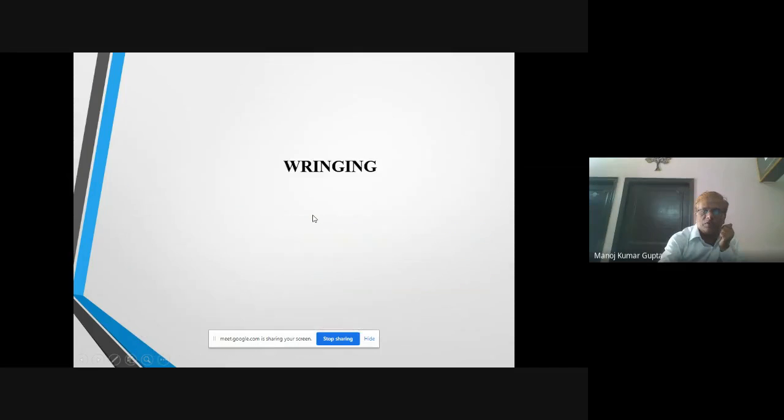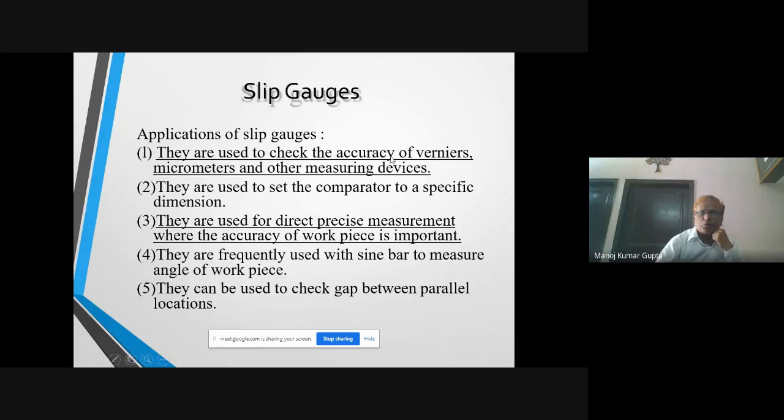These are the slip gauges, and they are used to check the accuracy of verniers, micrometers and other measuring devices. We want to check the accuracy, then we will use the slip gauges. They are used for direct precise measurement.